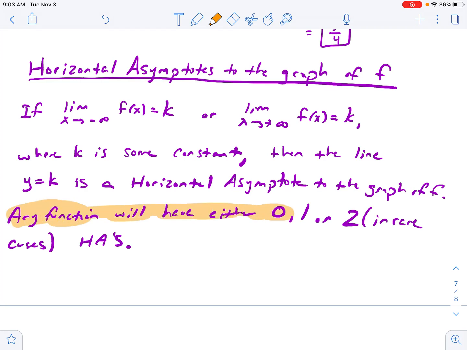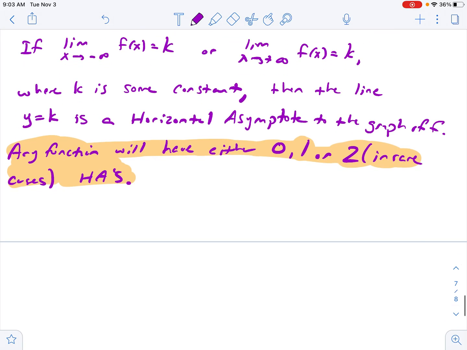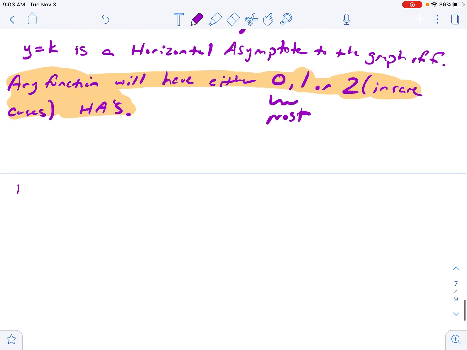Any function will have either 0, 1, or in rare cases, 2 horizontal asymptotes. Okay, there's always 0, 1, or 2. Okay, most have 0 or 1. Okay, but to find horizontal asymptotes, we look at the limit as x goes to positive infinity, look at the limit as x goes to negative infinity. Most of the time, if there's a horizontal asymptote, those left and right limits will be equal. There are rare cases where there could be 2 different ones, though. Okay, so let's take a look at a couple examples here.